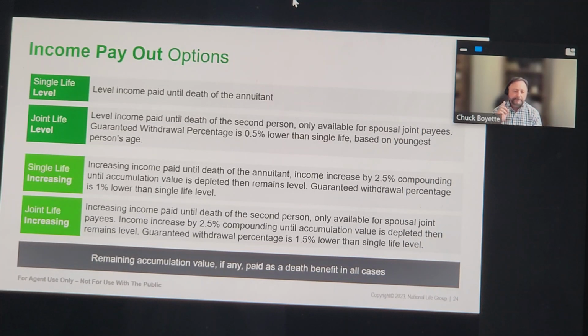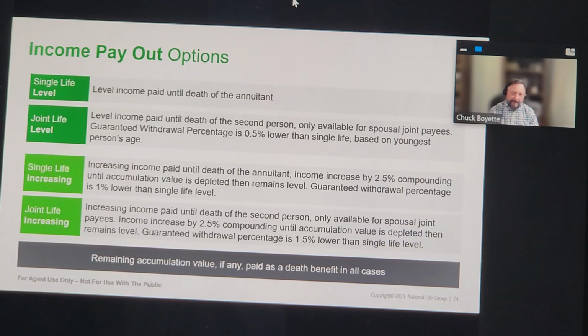So single life level versus single life increasing. Single life increasing is going to start with a 1% lower income amount versus life level, but it is going to grow by 2.5% per year. So it's a great hedge for inflation. So for your clients that think they might have a lot of longevity, maybe they're a little younger when they turn on their GLEAR, that's a great option for them, single life increasing.